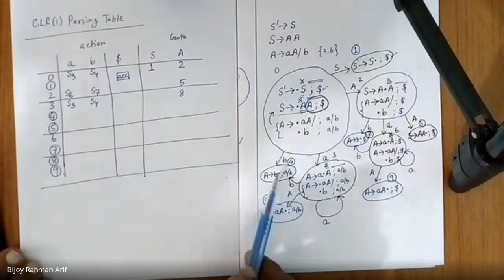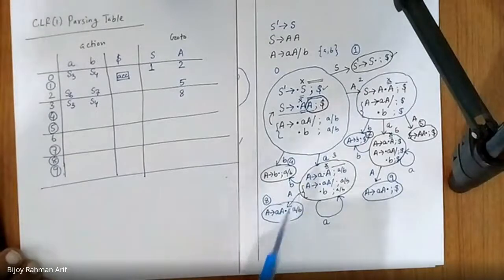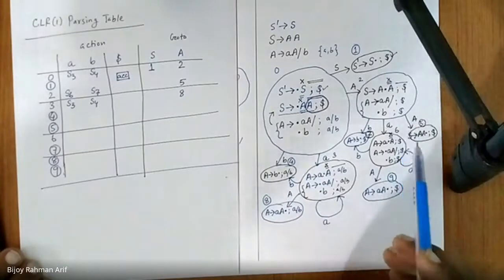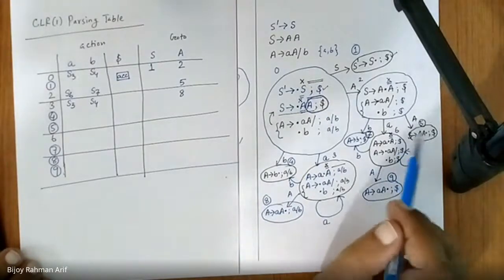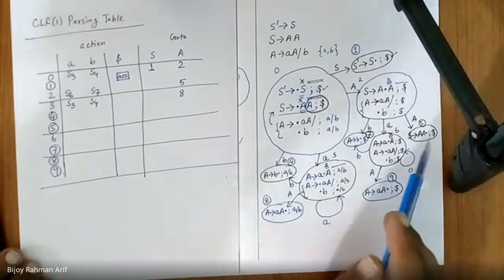Now let's go to state 4. State 4 is the final item. We are going to fix that later. It does not have any shift now. So let's go to 5. State 5 is also a final item. It does not have any shift now. So we are going to fix that.